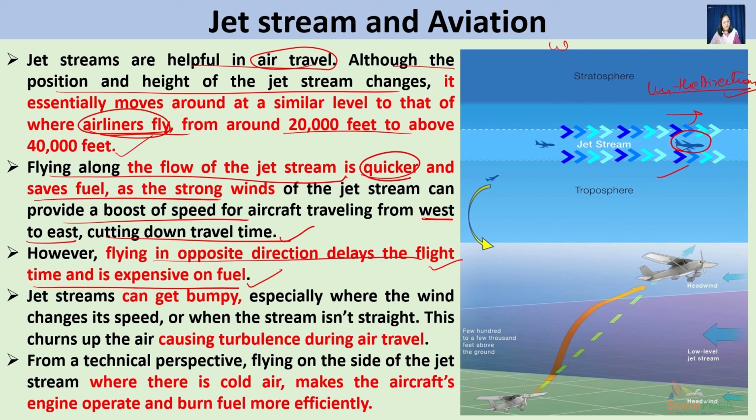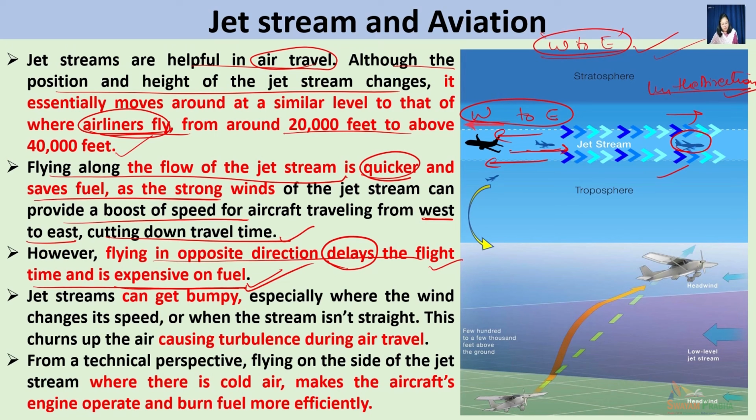So if you are traveling from west to east in the jet stream belt, it will provide a boost of speed to the aircraft, saving time and resources. Whereas if you are traveling from east to west, you will be traveling against the jet streams, which will lead to delay in flights and more usage of fuel.